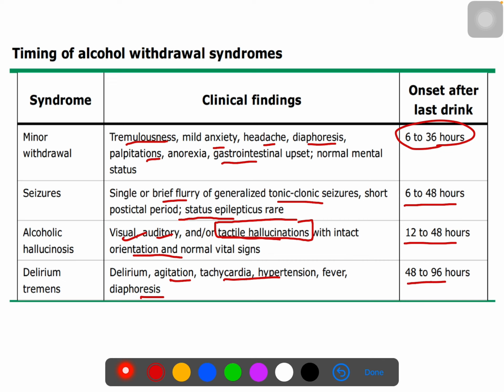For the upper two, we can observe for some time and then send them home. But for the lower two, we have to do much more investigation and do the treatment in the ER also.